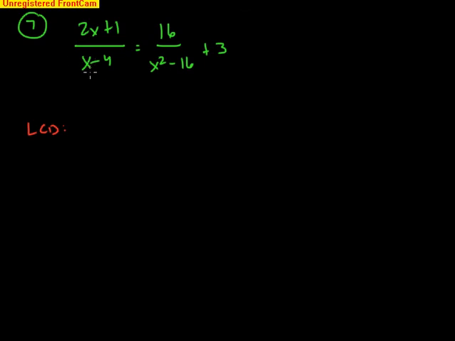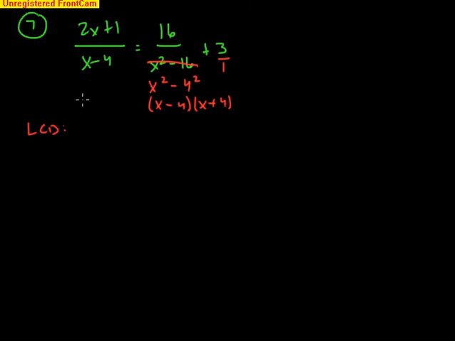So the first thing we have to do is look to factor. Well, this x - 4 is factored. Now what about this x² - 16? Well, I think that's x² - 4², which is a difference of perfect squares: (x - 4)(x + 4). That's that new denominator. And that last number, 3, can be just written over 1.